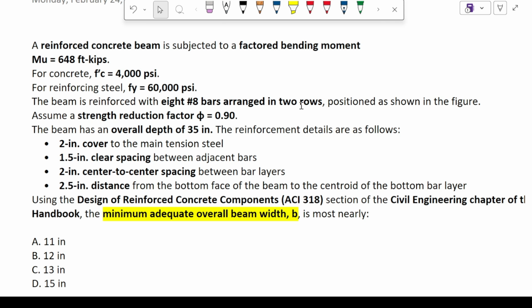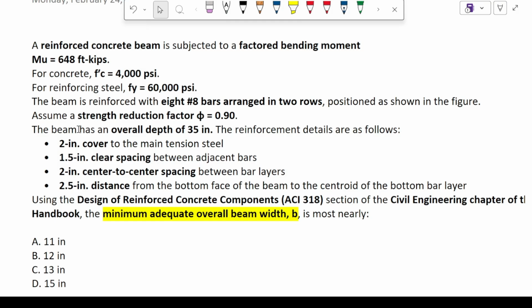8 bars arranged in 2 rows. That means it's a doubly reinforced beam. Reduction factor phi, the safety factor, is 0.90. So Mu is this, the factor is this. If I want Mn, that is Mu by phi, that is 648 by 0.9.